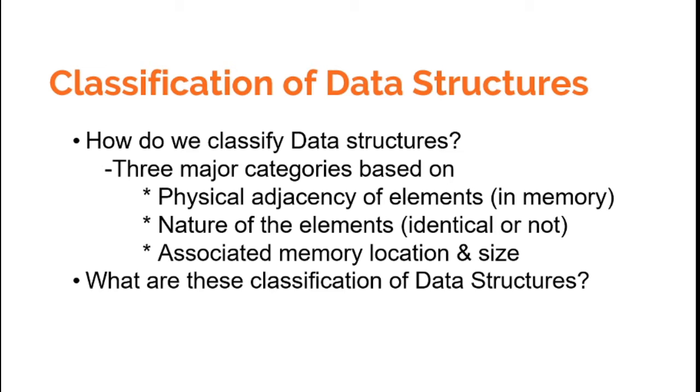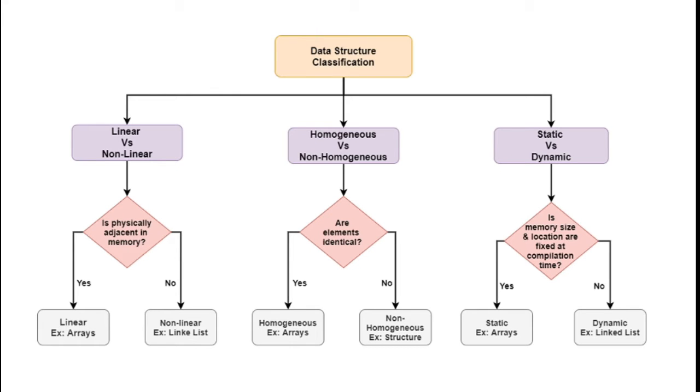Now let us see what these types of data structures are. The first set of classification is based, as I said, on their physical adjacency in memory. Based on whether the elements of the data structure are physically adjacent or not, we have one classification: linear and non-linear.